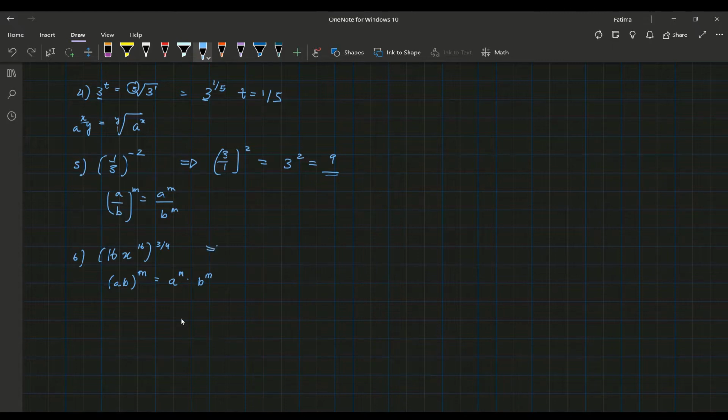Anyway, so this would basically be 16 to the power 3 by 4 into x to the power 16, whole raised to 3 by 4. Now I would have to multiply these powers because I'll be using the rule that a to the power m, whole to the power n, is equal to a to the power m into n. So 16 raised to 3 by 4 is 8. So that can be simplified to 8, and then x raised to, what was that number? 16 into 3 by 4. We know that's 8. So this is the answer for that.